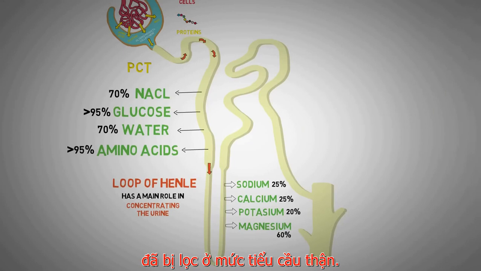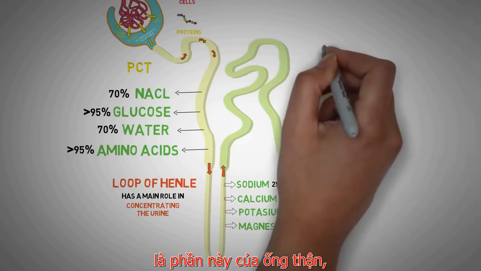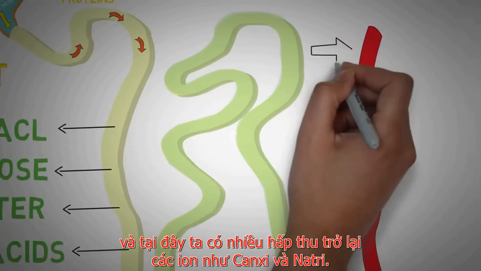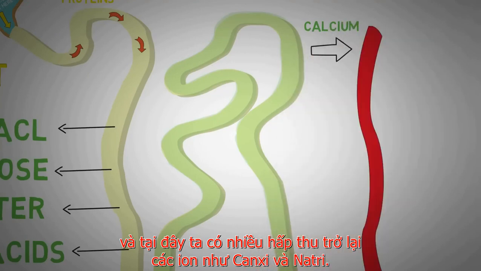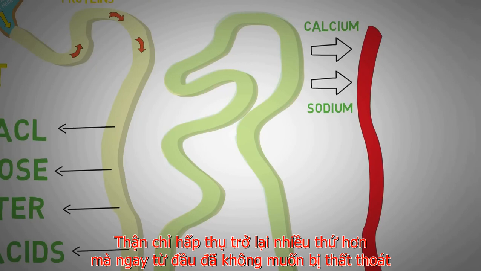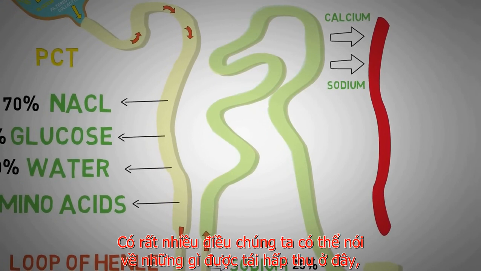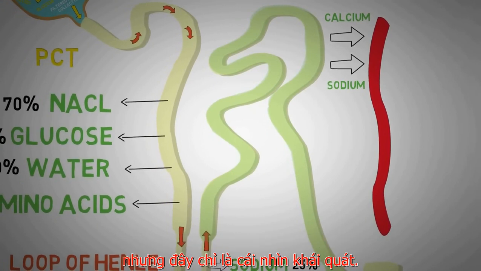So after the loop of Henle, the filtrate then passes into the distal convoluted tubule, which is this part of the renal tubule. And here we have more reabsorption of ions like calcium and sodium. We are just reabsorbing more things that we didn't want to lose in the first place. There's a lot of things we could talk about that get reabsorbed here, but this is just the overview.